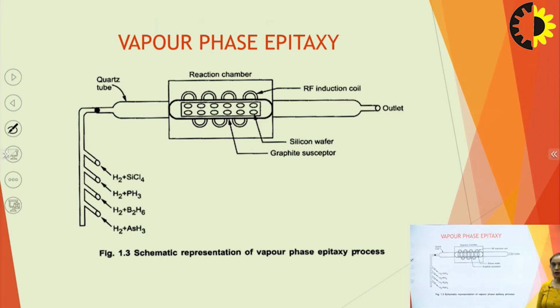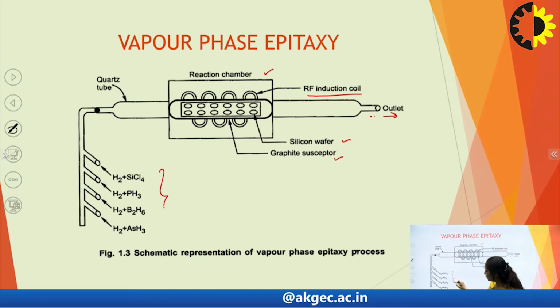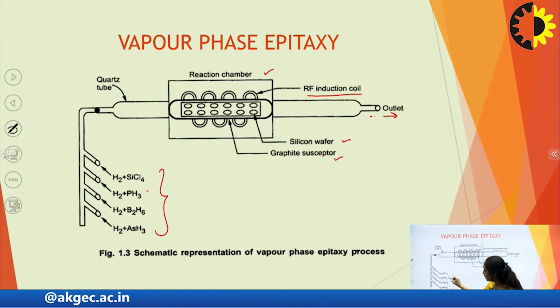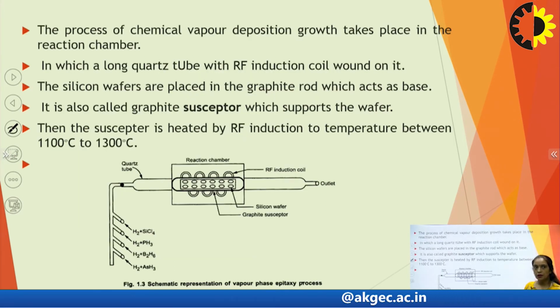So this is the chamber which is used for this vapor phase epitaxy process. In this, these are your silicon wafers, which are placed over the graphite susceptor, which is used to support the wafer. We have this RF induction coil, which is used to provide the heating, and this is the reaction chamber. Here we have the outlet, so that extra gases can be sent out. This is known as the quartz tube, and these are the compounds which are used for the reaction, for the epitaxial growth, and these phosphorus, boron and arsenic impurities are used to add the doping to the epitaxial layer.